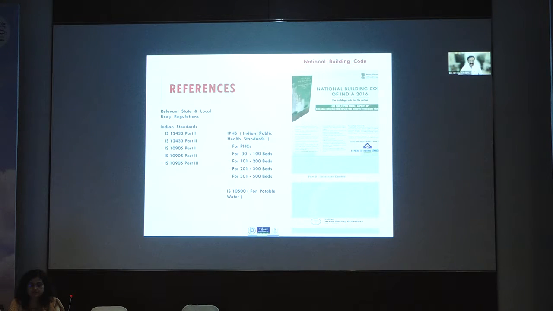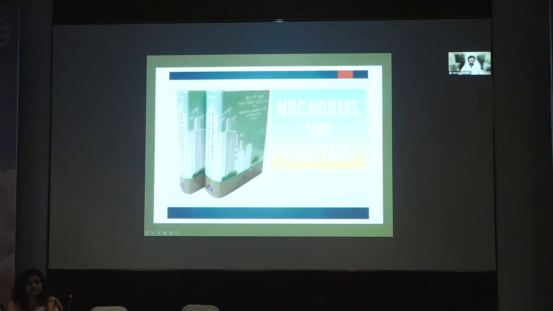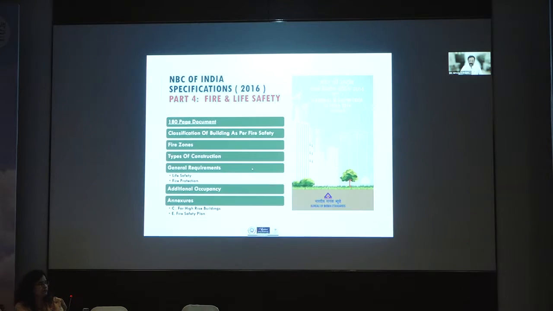The Indian standards, there is a part 1 to part 3, and various ISO standards give certain references. And IPHS norms for Indian healthcare facility was recently amended to include the infection control requirement also. And then the National Building Code or NBC norms for hospitals. This is a 180-page document which focuses on fire zones, the type of construction, the general requirement, both for smaller hospital as well as high-rise building.